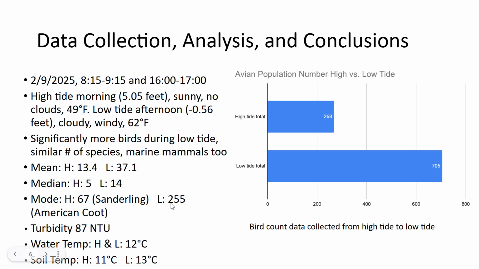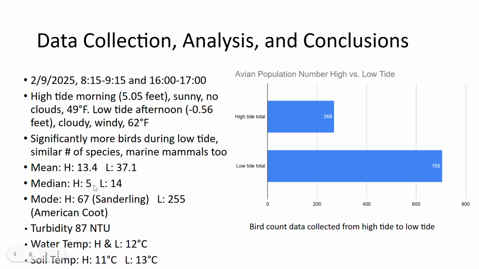Now, the mean, median, and mode were conducted from the avian species. The mean for high was 13.4, while the low mean was 37.1. The median of this is high tide 5 and low tide 4. And the mode gives a little bit more insight into the mean.